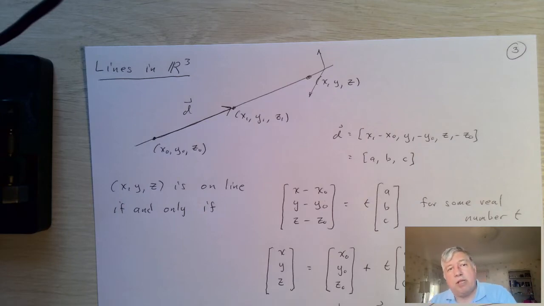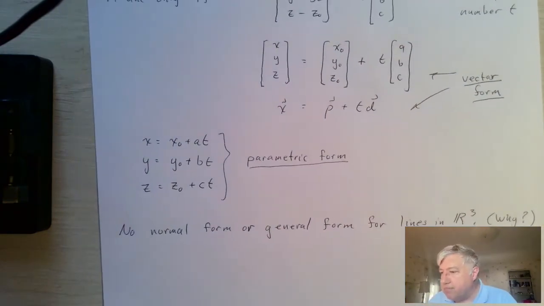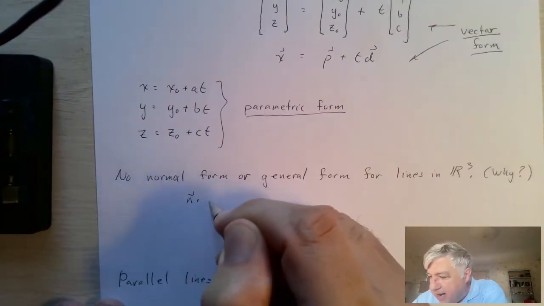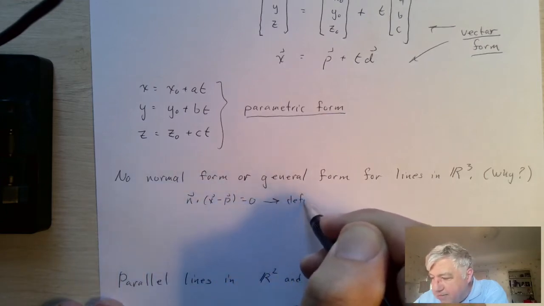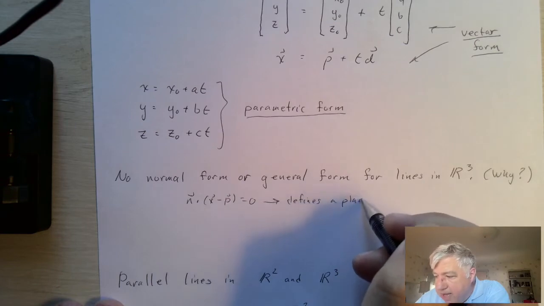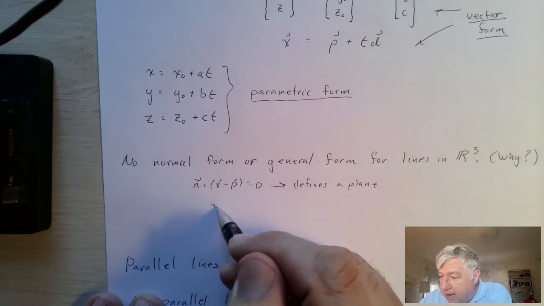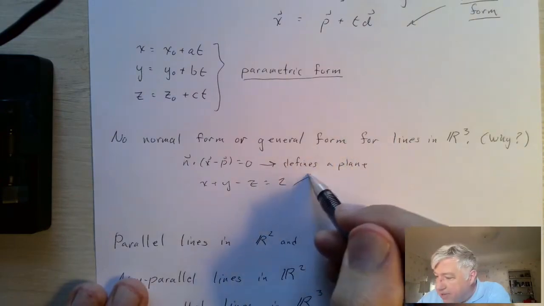In fact, in R3, it makes more sense to talk about planes being orthogonal to a line than just a line being orthogonal to a line, right? So we can write a similar form like n dot (x minus p) equals 0, but this actually defines a plane, which we haven't started talking about yet. Okay, and similarly, if you have something like x plus y minus z equals 2, that also defines a plane. Okay.